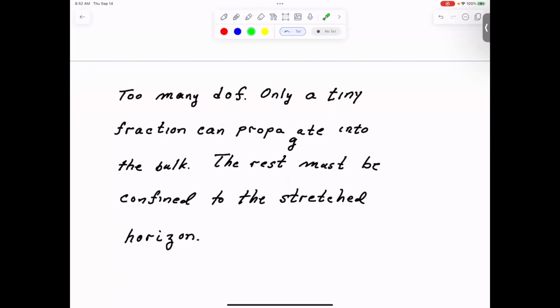There are too many degrees of freedom for them all to be bulk degrees of freedom. The amount of entropy contained in the bulk is very, very small. One or two units of entropy in the bulk in de Sitter space. There's a huge amount of entropy near the horizon. That's the standard horizon entropy. There are too many degrees of freedom if they were all allowed to propagate into the bulk. Only a tiny fraction can propagate into the bulk.